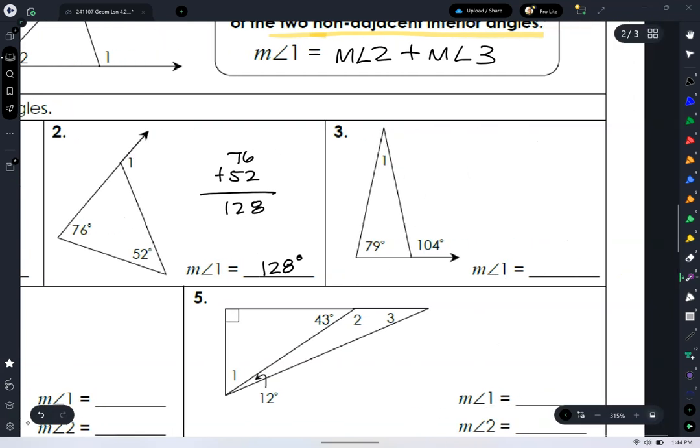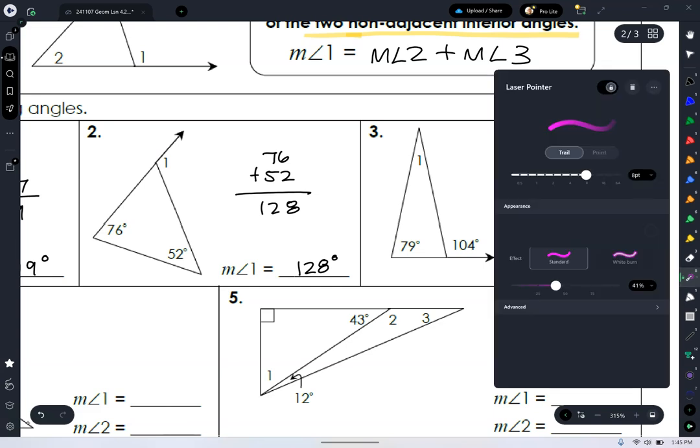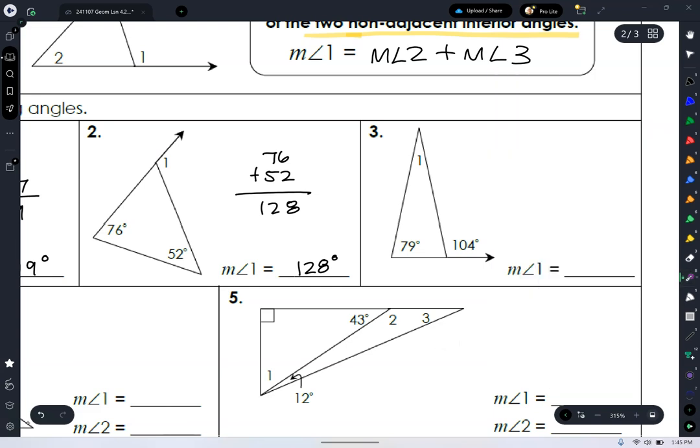All right, let's talk about number 3. Is number 3 triangle angle sum or exterior angle? Angle sum, because it's asking for an interior angle, but we would need to know 2 of the 3 interior angles. Now, could we use angle sum? Sure, it's possible, because we would just do the linear pair here and figure that out, and then we could do triangle angle sum. However, that's a 2-step process.